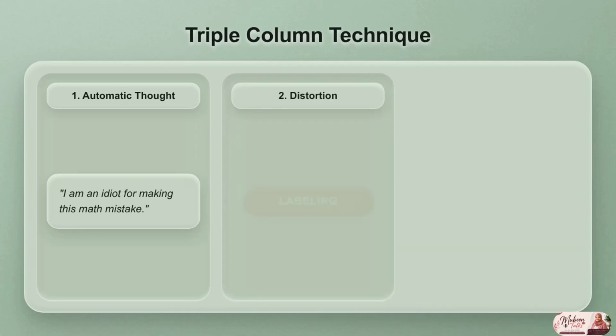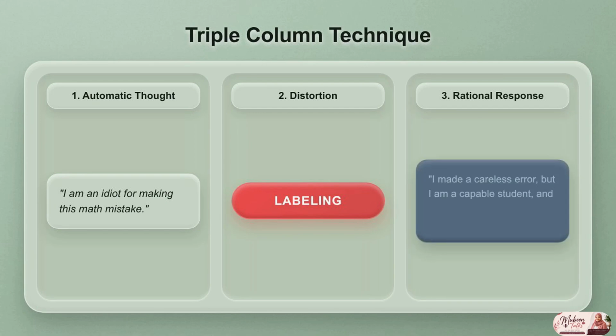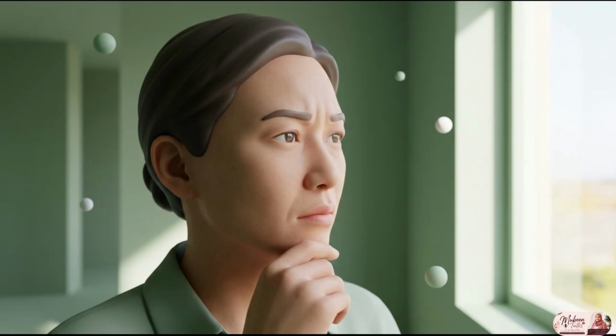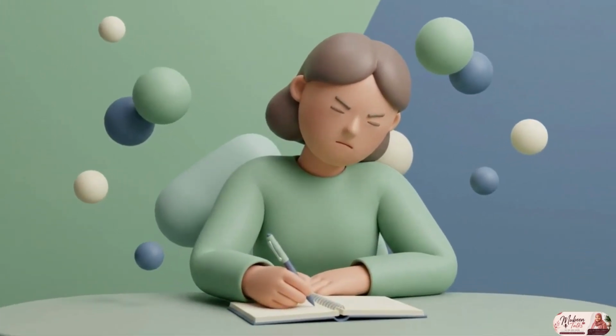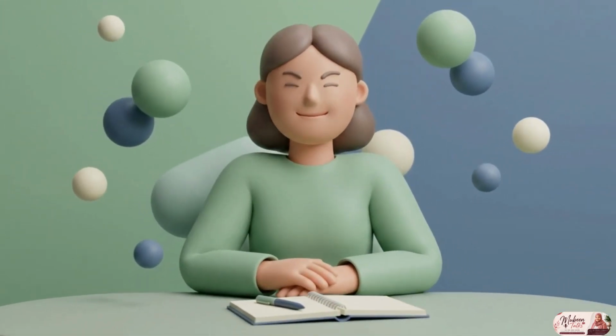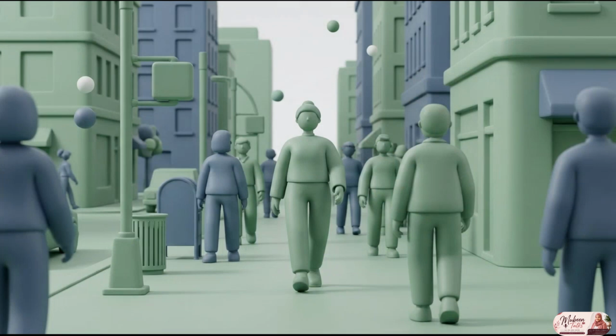In the second column, you label the specific thinking error, labeling. Finally, in the third column, you actively draft a factual response. I made a careless error, but I am a capable student, and I will check my work next time. The objective of CBT isn't to permanently erase negative thoughts from your brain. That is impossible. The goal is to catch the distortion in real time, short-circuiting the negative emotion before it dictates your behavior. External events will always happen, but by auditing your internal thoughts and correcting these invisible errors, you reclaim direct control over your own reality.